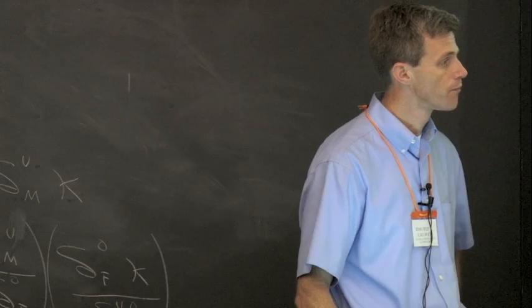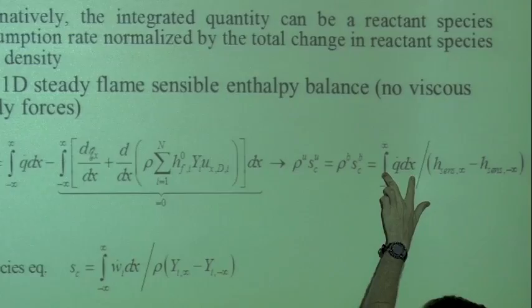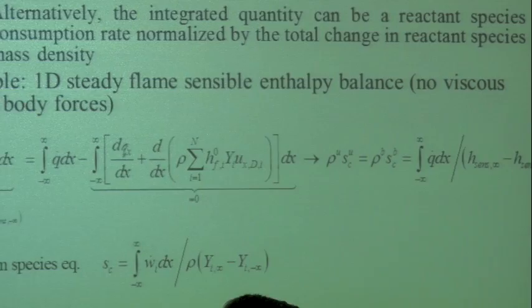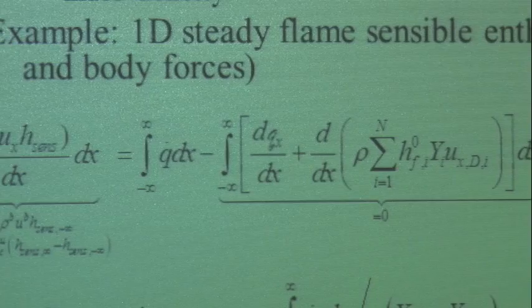No, this is a definition. So the right-hand side is a volume heat release rate integrated over a line, normalized by the difference in enthalpy. As soon as you normalize by that, what that gives you is a mass consumption rate, in kilograms per meter squared per second. So in order to convert that to a velocity, you've got to normalize it by a density.